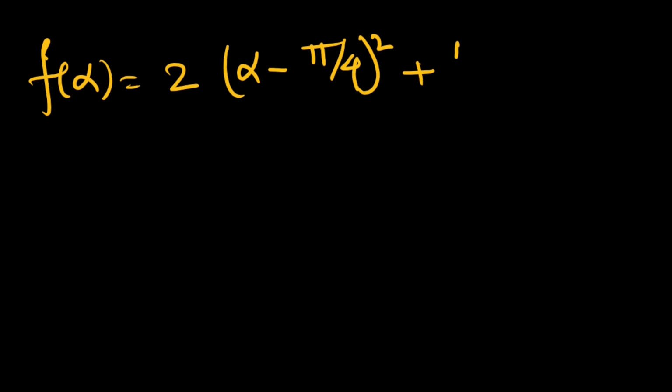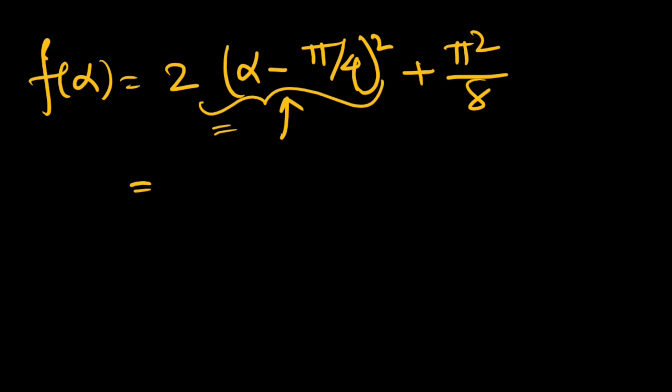So f of alpha is equal to 2 times (alpha minus pi by 4) whole square plus pi square by 8. So we want to find the maximum value of this function. This maximum value only depends on this term, and this term is positive. So when this term gives the maximum, then we get the maximum value of f of alpha. So we choose alpha such that this function gives the maximum value.